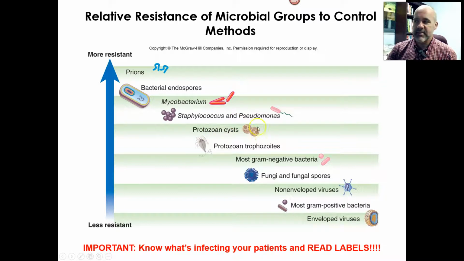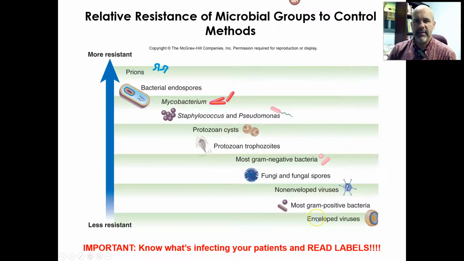Protozoan cysts, the cysts are a dormant form of protozoans. Those are hard to control. And as you move on down the line, you've got your gram-negative bacteria, fungi and fungal spores, non-enveloped viruses, most gram-positive bacteria, not all. But so you've got a spectrum here of microbes from less resistant to more resistant. I would like you guys, though, to know the ones up here at the top, the groups that are the most difficult to control, because that tends to come up fairly often.